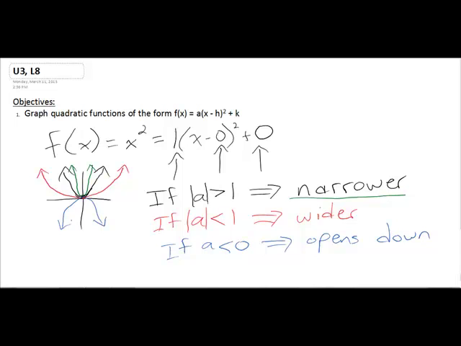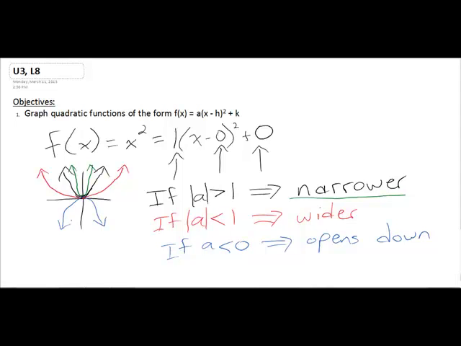So if a is positive, the parabola is going to open up. If a is negative, it's going to open down. If a is between 0 and 1 in size, then the parabola is getting wider, and if a is bigger than 1, then the parabola is getting narrower. Okay, so that's a. A tells us the most information. It can tell us the most different things.